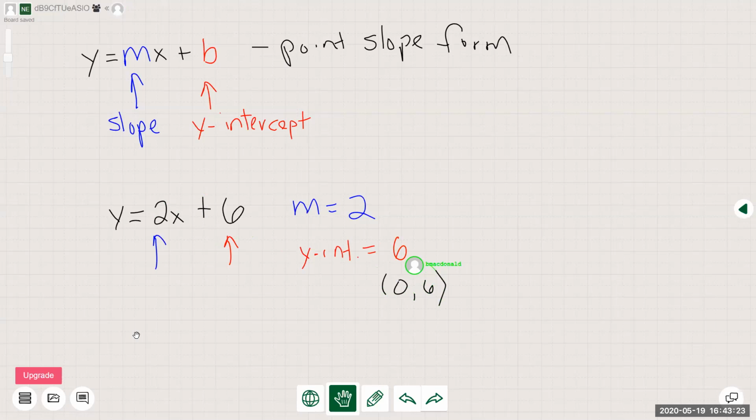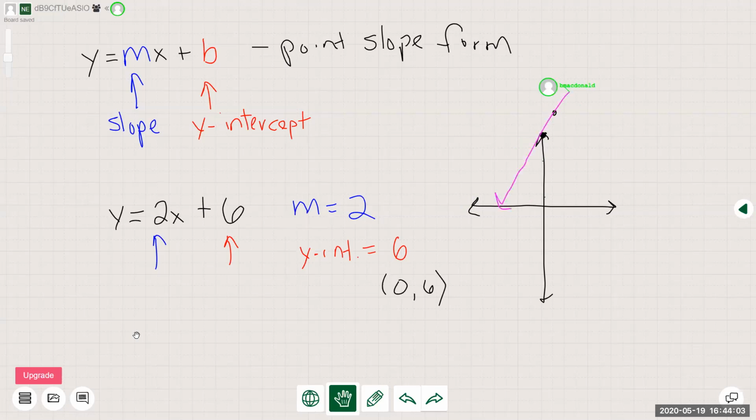So if we wanted to graph that, we could go over here. And we could say, okay, so we have 0, 6, 1, 2, 3, 4, 5, 6. So is our point all the way at the end of the line where the arrow is. And then we could go up 2 and over 1, and that would give us our point there. We could graph that line.